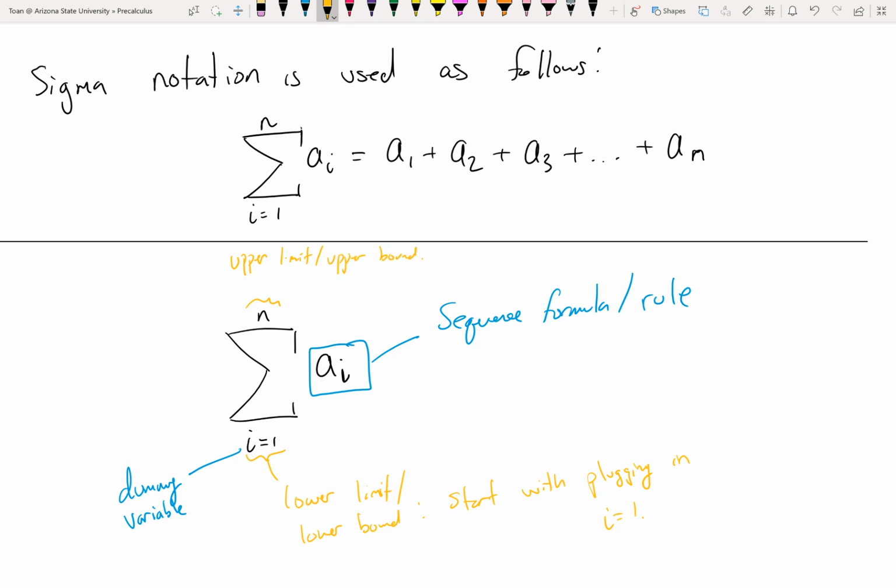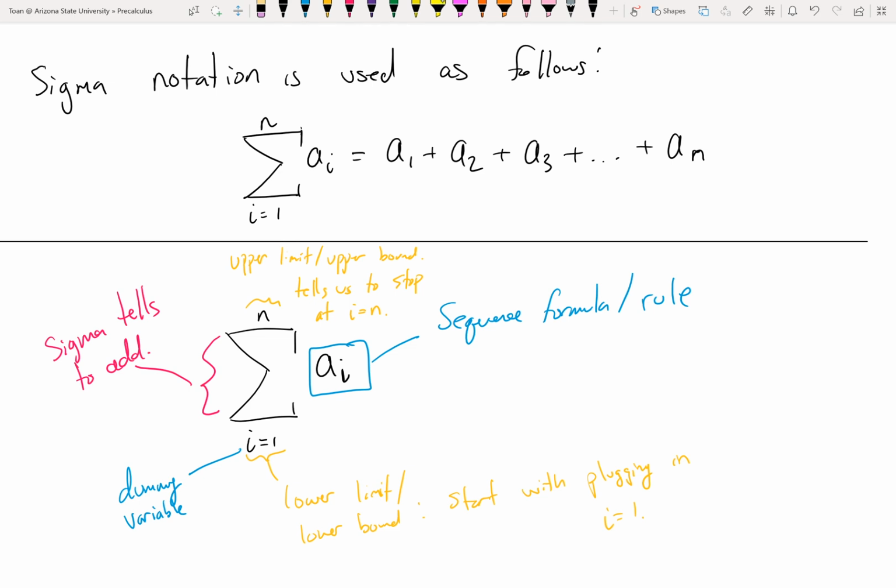This tells us to stop at i equals n. Once you plug in i equals that number, then you can stop. And of course, the whole point of the sigma tells you to constantly add.